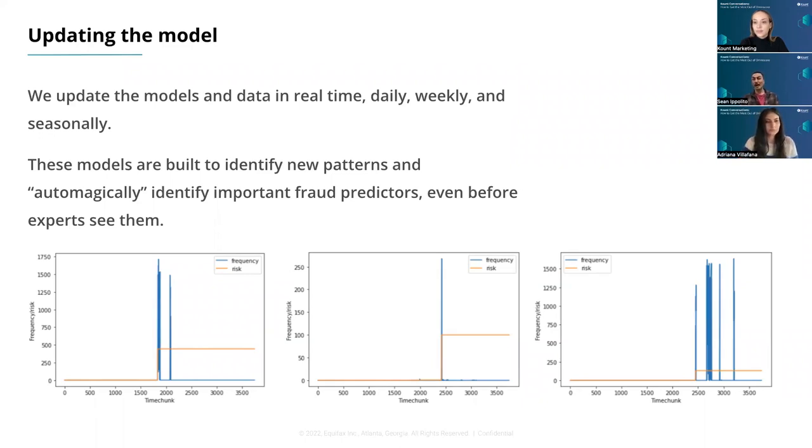Imagine if we didn't use machine learning, then we would need to rewrite rules and monitor all the time. So not only are chargebacks useful, meaning our data is super important, but updating the model and our data is also extremely important. We update the models and our data in real time, daily, weekly, and seasonally, really any cadence you can imagine, so that we can stay ahead of the curve with identifying and highlighting new fraud patterns.